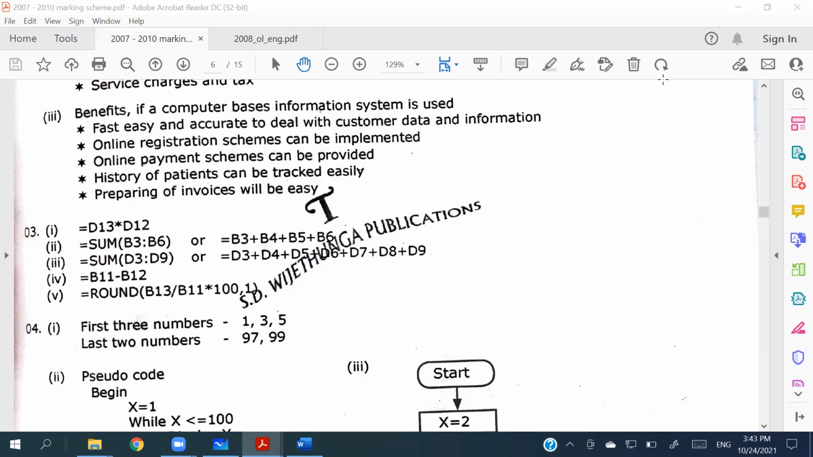Seran, round up. I really don't have any idea about the round up function, Seran. Need to go through that and see, Seran.